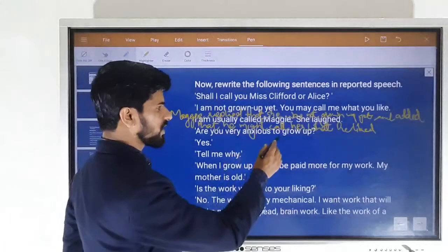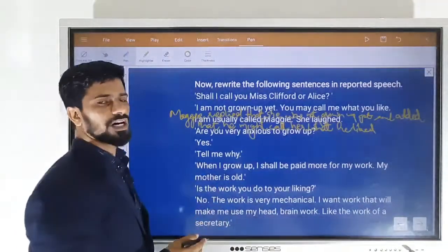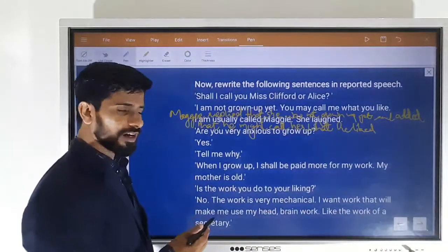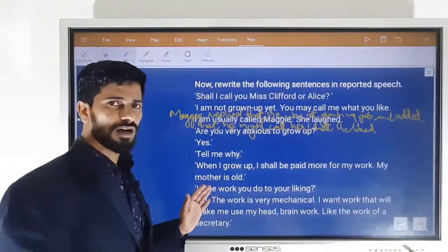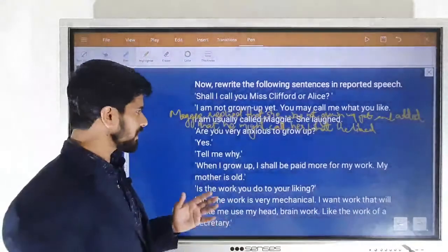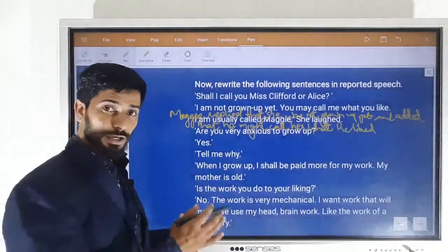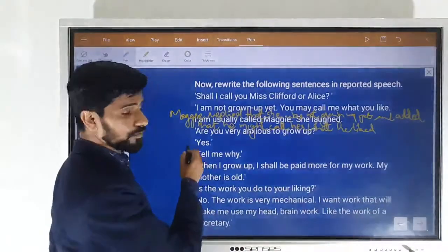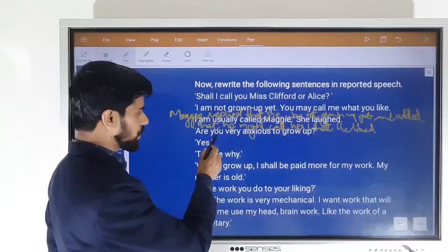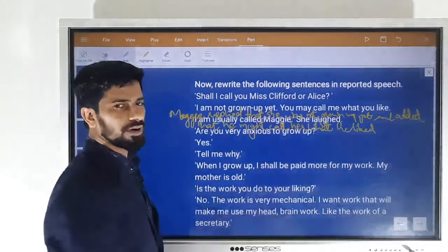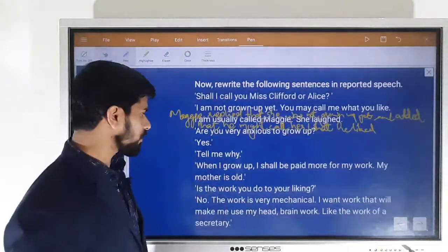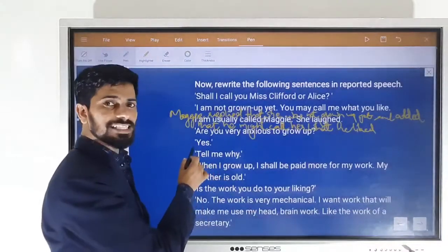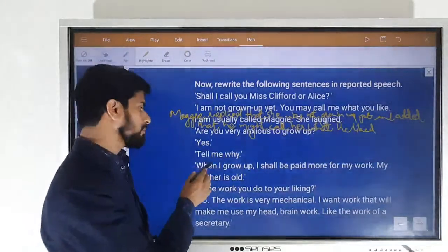Are you very anxious to grow up? I further asked. It is Gupta, no? Then I further asked. Otherwise, Gupta further asked. So if Gupta tells this incident to someone else, he can use I. And if we say this to someone else, Gupta asked, or he asked, he further asked if she was very anxious to grow up. Maggie replied in the affirmative. She says yes, no? Maggie replied in the affirmative.